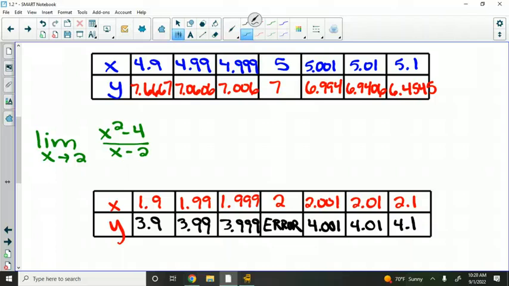What y value are both sides approaching? 4. So what's our answer to this limit? 4. Again, it's not about what happens at the number. It's about what the sides are going towards. Let me draw you a picture of what this graph looks like. I drew it wrong.